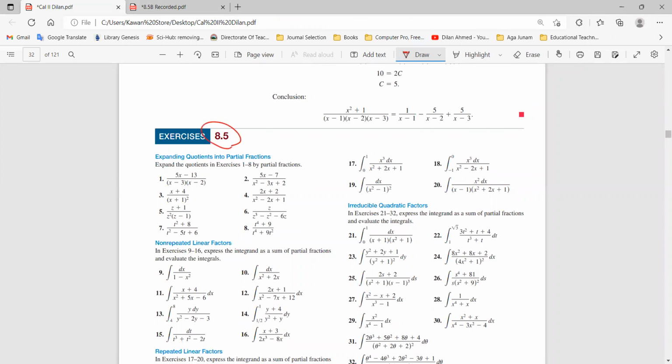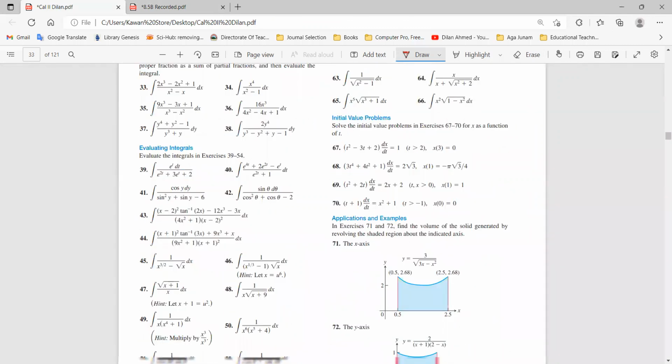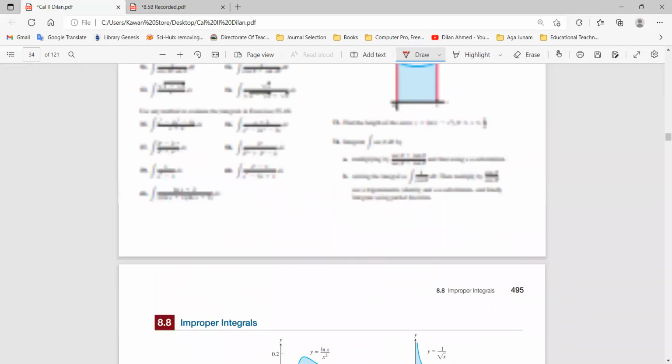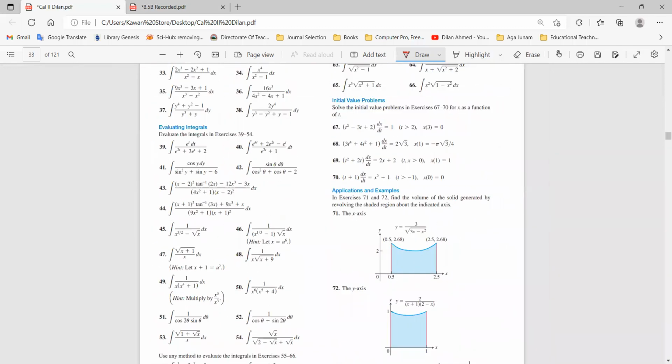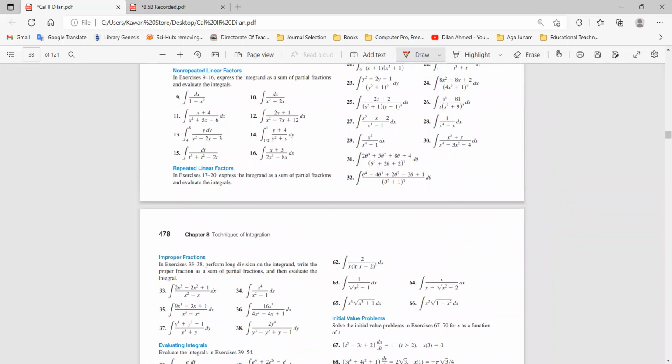That's all about 8.5. Try to solve the exercises that I provide you as an assignment. Do you have any questions? Do you have any questions?